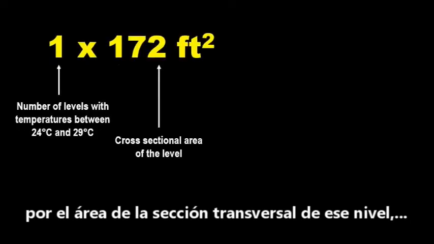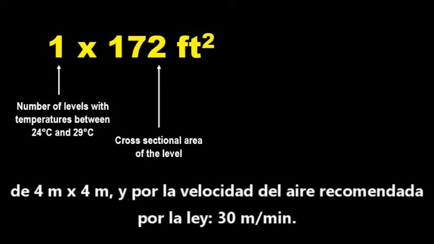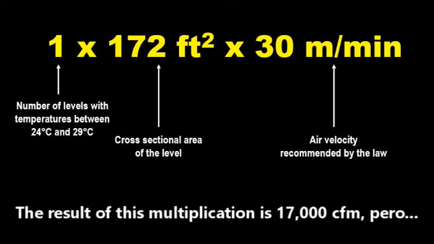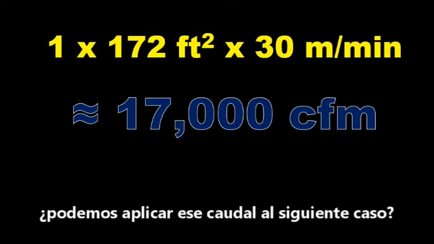We multiply the number of levels with high temperatures, in our case 1, by the average cross-sectional area of that level, which would be 172 square feet if we assume a 4 meter by 4 meter drift, and by the air velocity recommended by the law, 30 meters per minute. After doing this multiplication, an airflow of 17,000 CFM is obtained. But could we apply that to the following case?